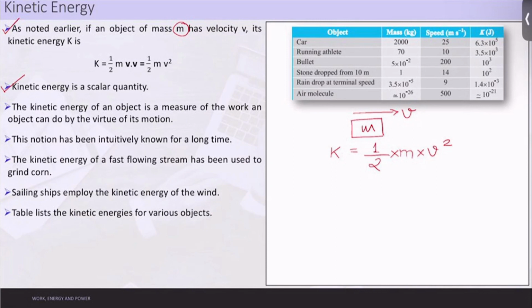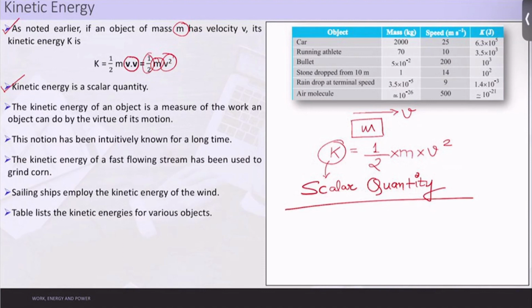Next thing, kinetic energy is a scalar quantity, quite evident. Why is kinetic energy a scalar quantity? Because it is nothing but a scalar product. As you can see, it is a scalar product of v dot v, and because half is also scalar, m is also scalar, and v square is nothing but v dot v, the magnitude of vector v, hence this is also a scalar. Therefore, this complete kinetic energy is a scalar quantity. Fine. So that is the explanation of this.